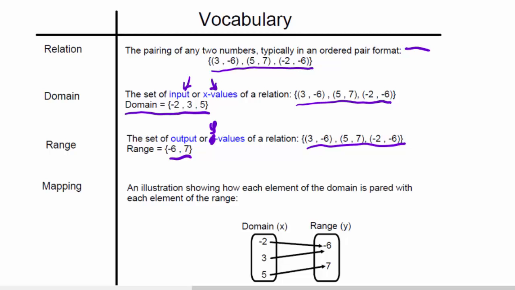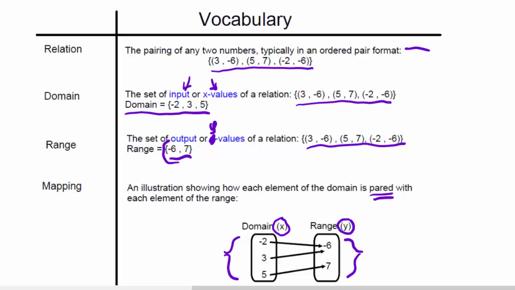And then we have another way of expressing it, which is a mapping. A mapping is simply an illustration to show how each element of the domain is paired with an element of the range. So the left-hand side here, and we usually do it on the left-hand side, is the domain, and again, domain is the x values. And the right-hand side would be the range, which would be the y values. And notice how I put these in here from top to bottom, least to greatest, and I do the same thing on the range side.